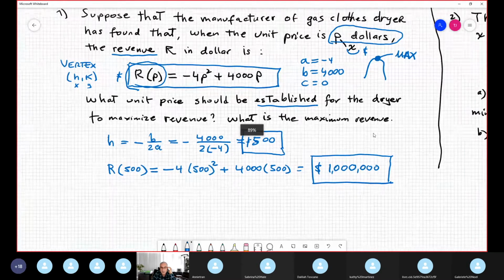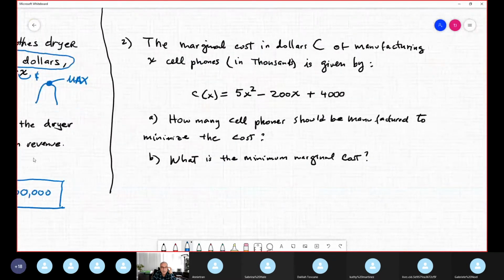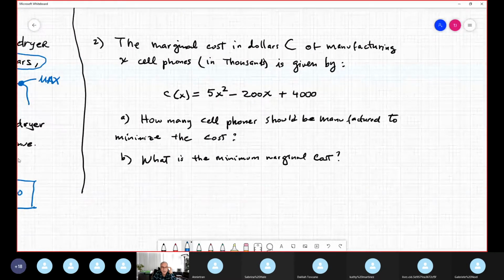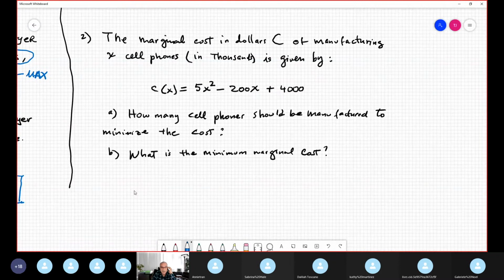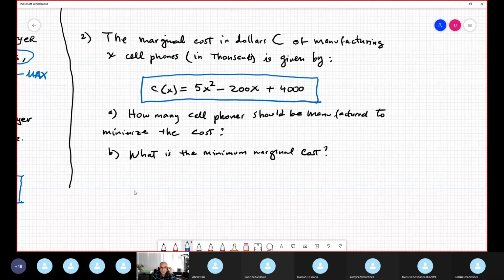I bring another problem, the second problem. The second problem is a little bit different because the marginal cost in dollars, capital C, of manufacturing X cell phones in thousands is given by this. And this again is a quadratic function. By the way, expressed in standard form, I realize that A is 1, B is -200, and C is 4,000.